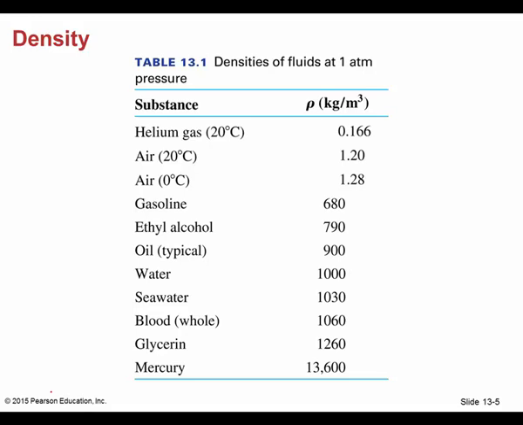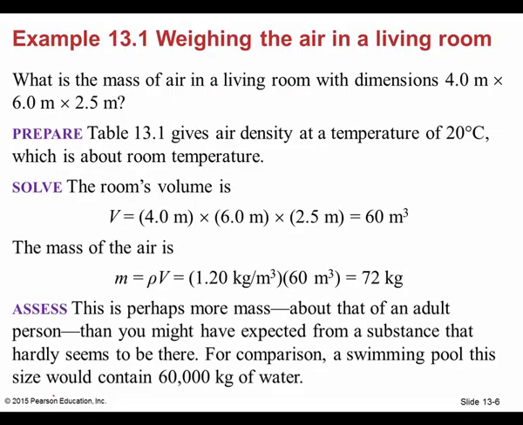Okay, here are some common densities in kilograms per meters cubed. Air at 20 degrees Celsius. Notice it's a little more dense at 0. Gasoline, ethyl alcohol, oil, water, there's 1,000 kilograms per meters cubed. Seawater is a little more dense. Blood, a little more dense than that. Glycerin, and then mercury. Wow, look at mercury. I've seen video demonstrations where they'll take a cannonball and float it in a tub of mercury. Okay, it will actually sit on top of the mercury. That's crazy. Well, it's because it's a lot more dense than iron.